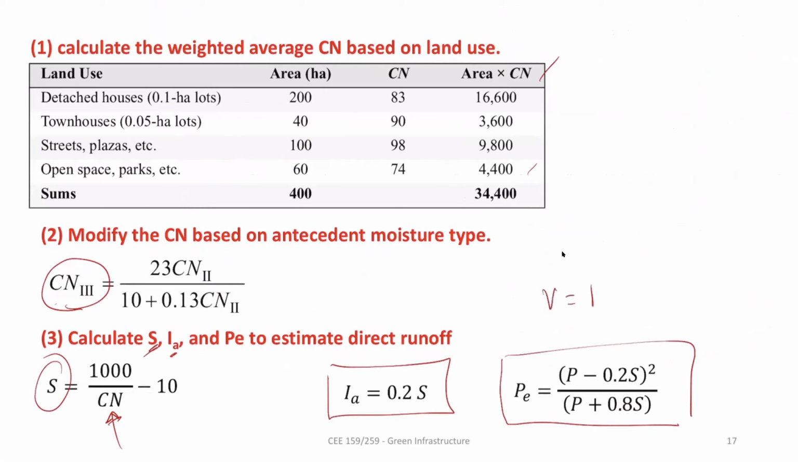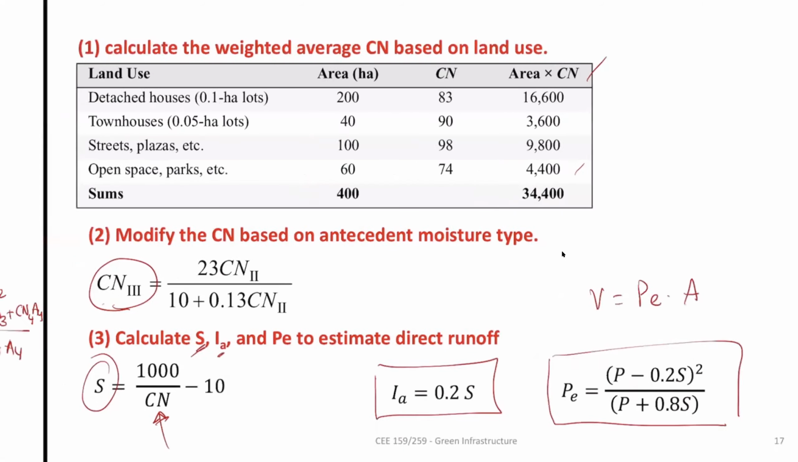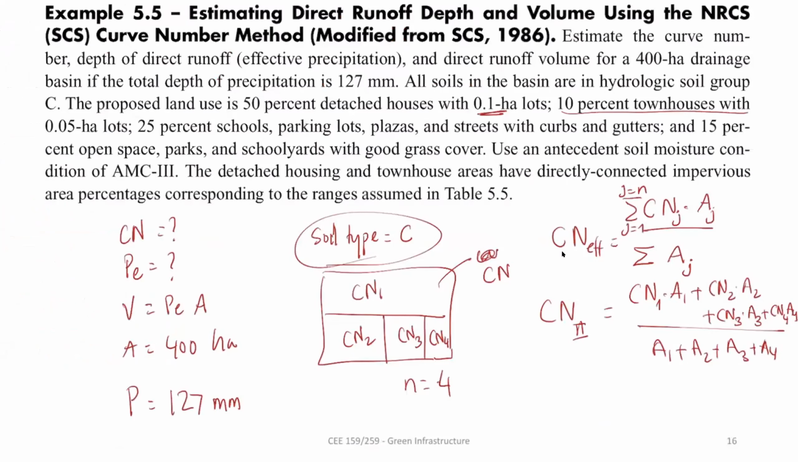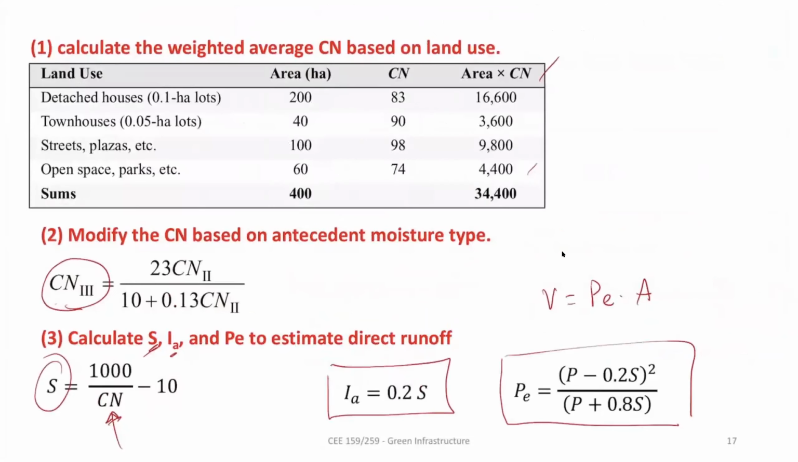Volume would be P times the total area, so whatever the size of the area. So this is how you can calculate it. Basically, what you are looking for is the runoff, what is the curve number based on the site properties.